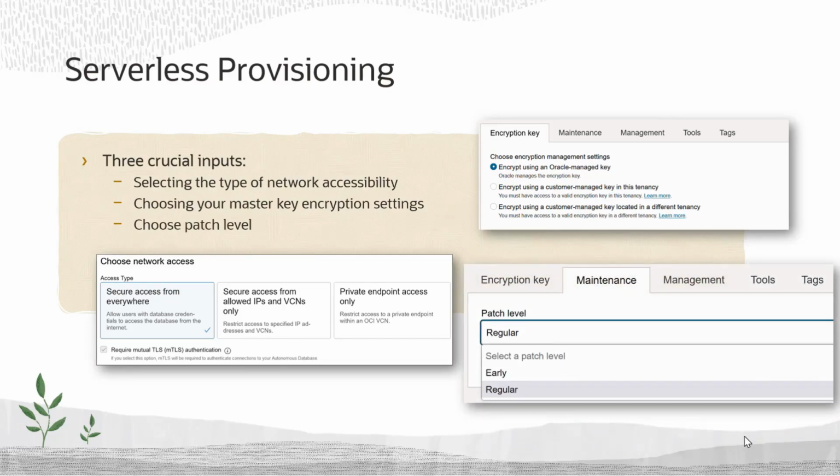And there is a patch level that you can select under maintenance. There are two different patch levels, early and regular. Selecting early patch level will automatically apply the patch 1 week before the actual public release date. And selecting regular patch level will apply the patch automatically once it is released publicly. Usually, if you have a test instance, you can choose patch level as early so that you can fully validate your application for any incompatibilities and have them fixed by raising a service request. This can be done before the patch is applied to the production environment.